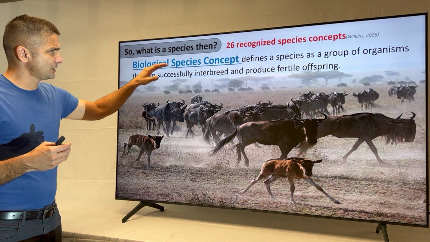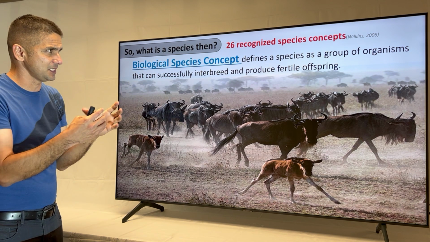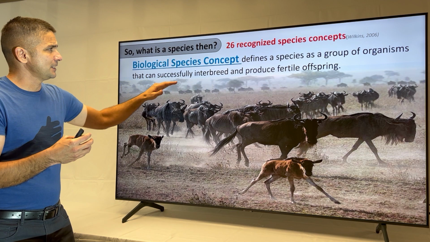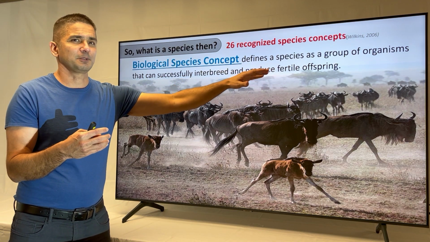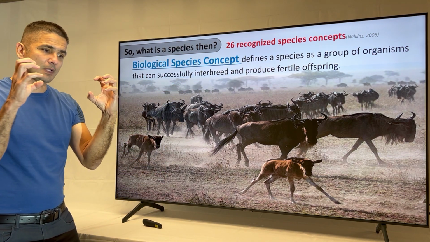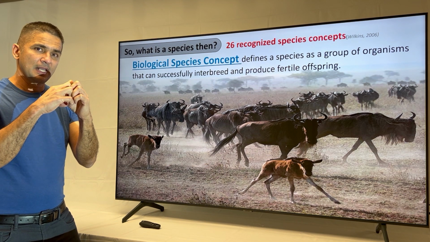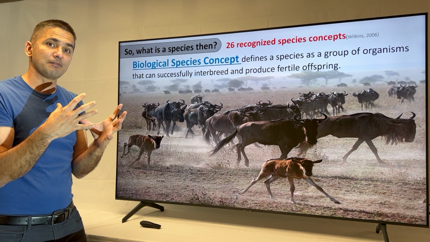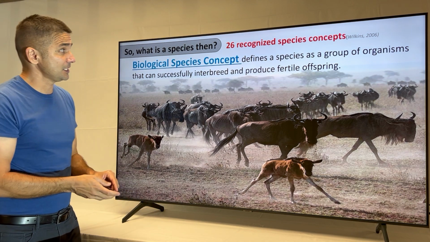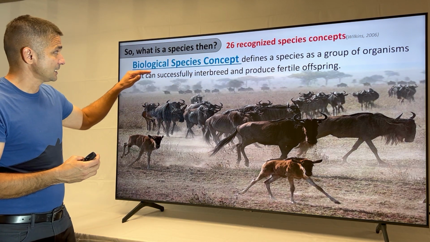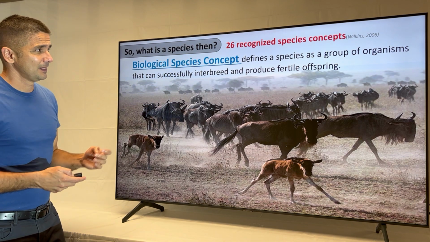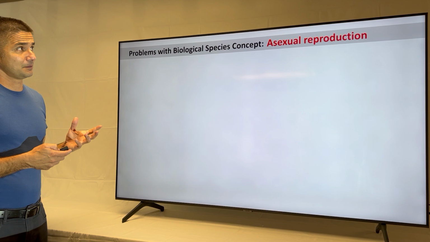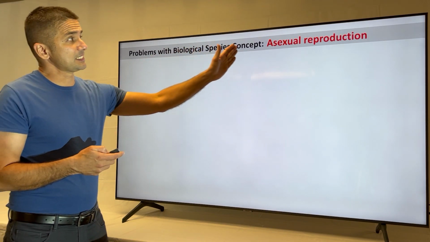The biological species concept basically suggests that a species is defined as groups of organisms that can successfully interbreed and produce fertile offspring. Basically, again, individuals that can reproduce with each other and have offspring that can survive, be viable. That is what is defined as species, and that term, generally speaking, is what is called the biological species concept. Now, unfortunately, there are problems with that concept, right? One of the obvious problems is asexual reproduction.